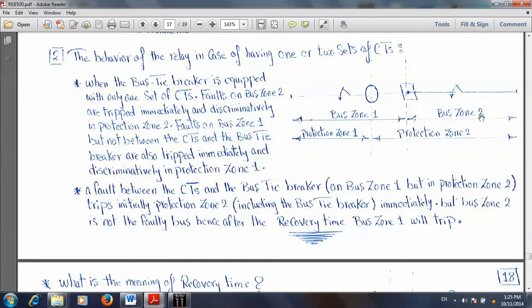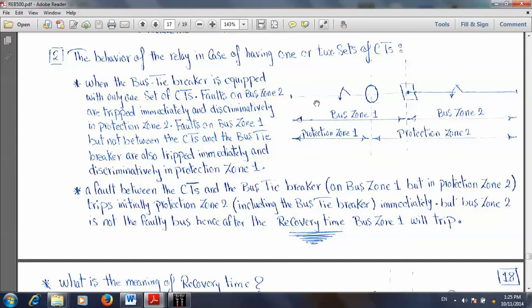In this case, bus zone 2 will indicate a fault, and all feeders connected here to bus zone 2 will trip immediately, and also the bus section. After the bus section tripped, the circuit breaker indicates it's now open. It means the CT measurement of the bus section will be excluded from the measuring system.